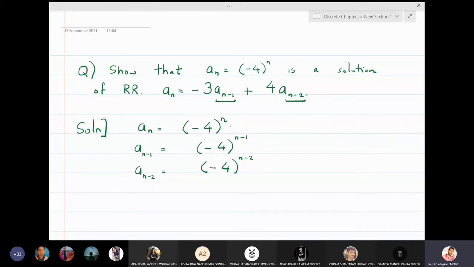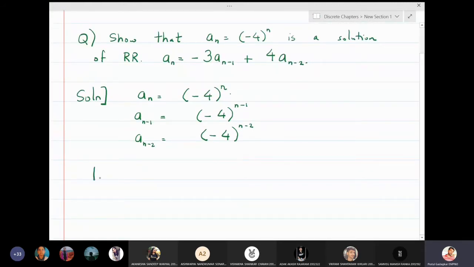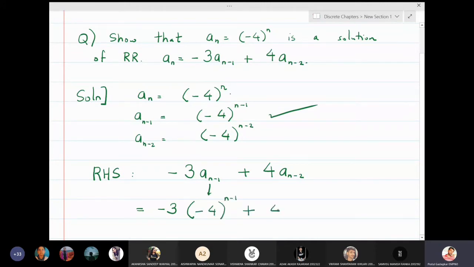Now I will look at the right hand side. What is the right hand side of the recurrence relation? I will write RHS. RHS is -3a_{n-1} + 4a_{n-2}, which is equal to -3 times (-4)^{n-1} plus 4 times (-4)^{n-2}. I will try to simplify this.